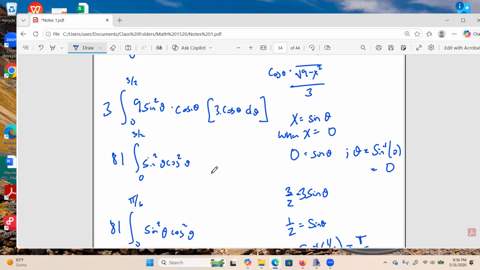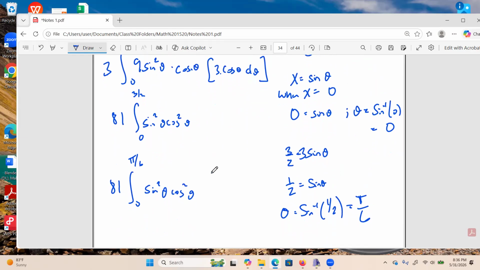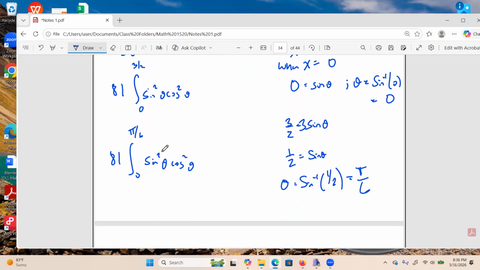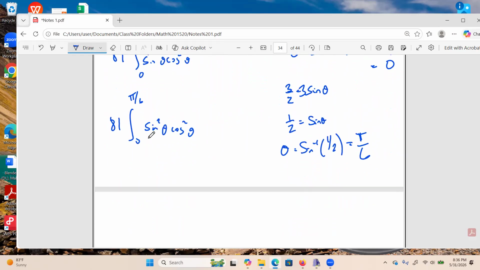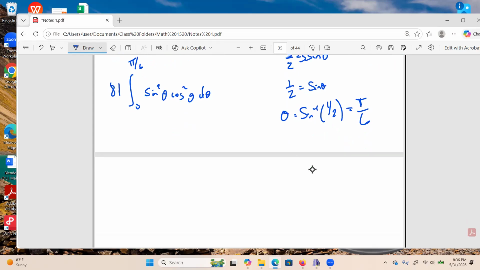I'll tell you, this is probably one of my favorite problems in calculus 2, because there's lots of different ways to do it. Now remember, we can't integrate sine squared directly. We can't integrate cosine squared directly. But I do remember that sine 2 theta is equal to 2 sine theta cosine theta.